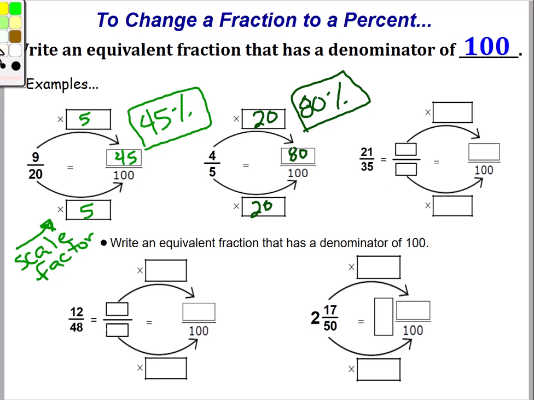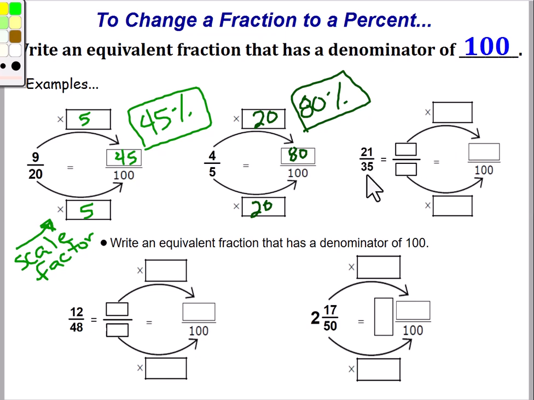Okay, 21/35. All right, can we change this 35 to 100? No, you cannot multiply it. And I didn't say this, but scale factors should be whole numbers only. In 6th grade, we're only working with whole number scale factors. So you can't multiply 35 by any whole number to make 100. And sometimes that's going to happen. And when that happens, then you need to simplify your fraction.